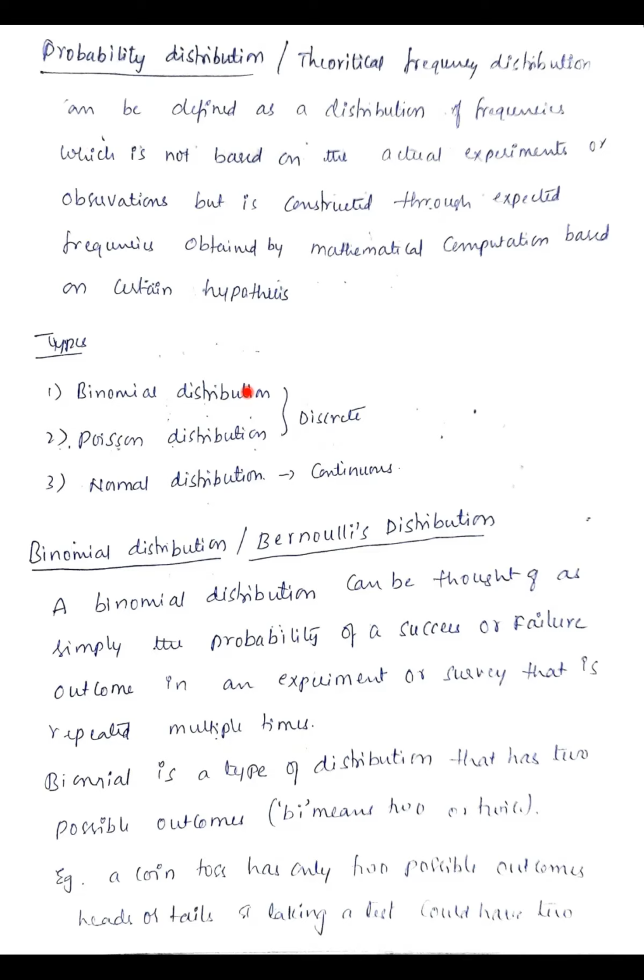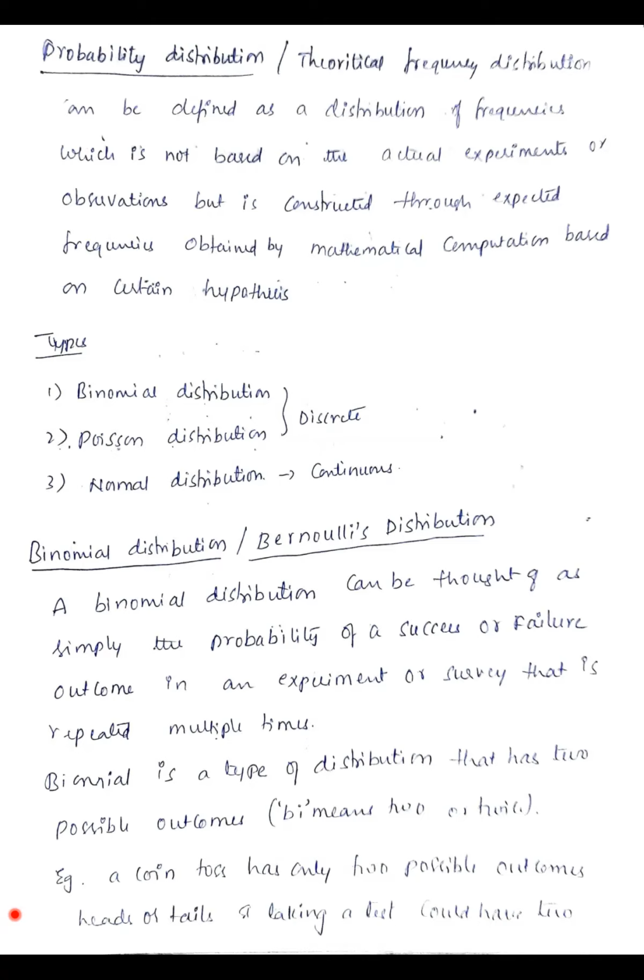Here there are different types of probability distributions. The first one is the binomial distribution, the next is the Poisson distribution, and the next is the normal distribution. Among these three, the binomial distribution and the Poisson distribution come under the discrete probability distribution, and the normal distribution comes under the continuous probability distribution.